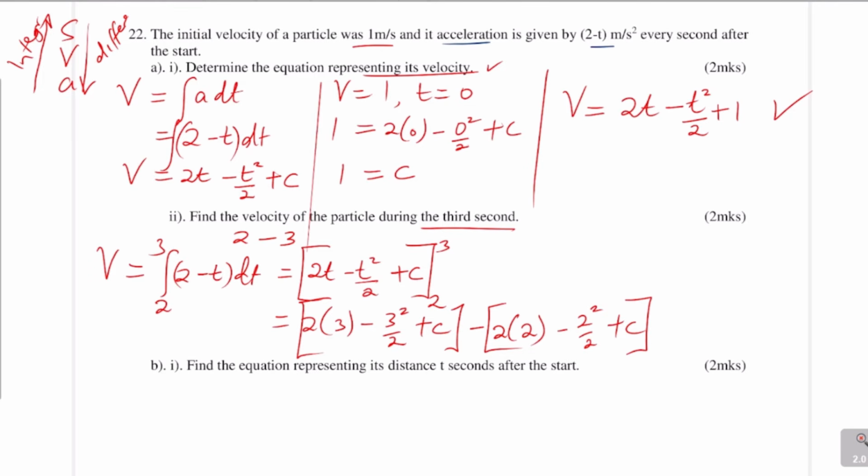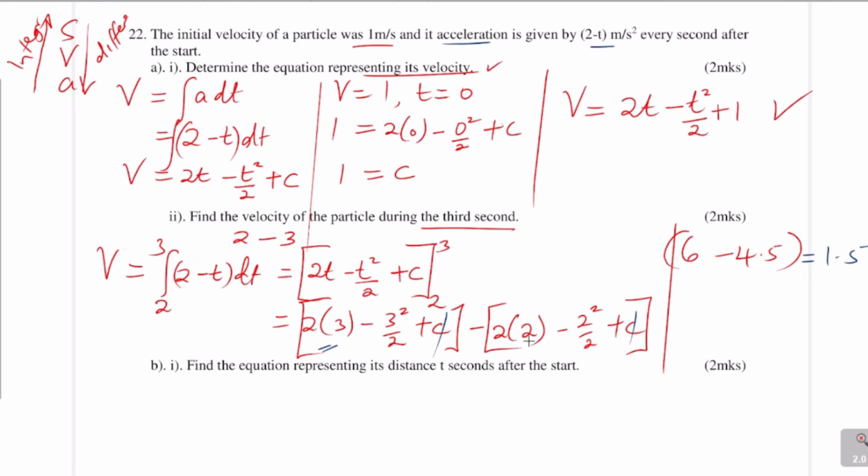c will get subtracted, and therefore it will be 0. So now you shall remain with, on this side you have 6 subtract 9 divided by 2, that will be 4.5, because c will get subtracted when you open the bracket. So you have 6, and then 3 squared over 2, 4.5. So you can work out that one, and that one will give you 1.5.